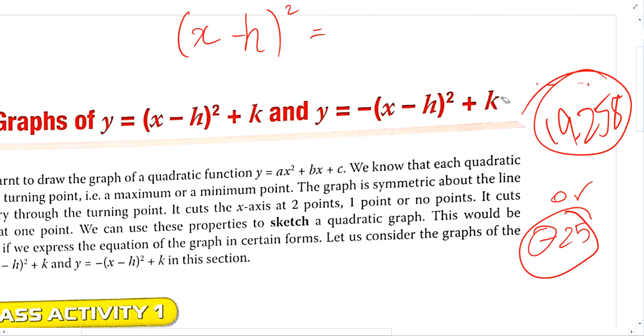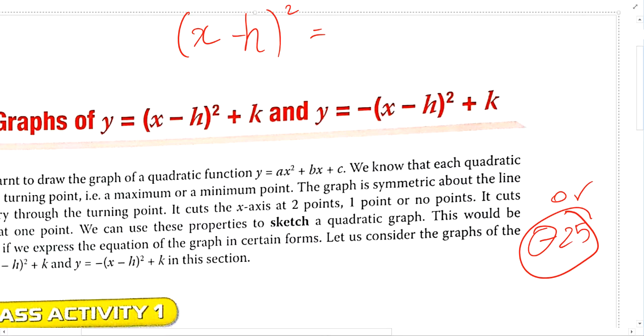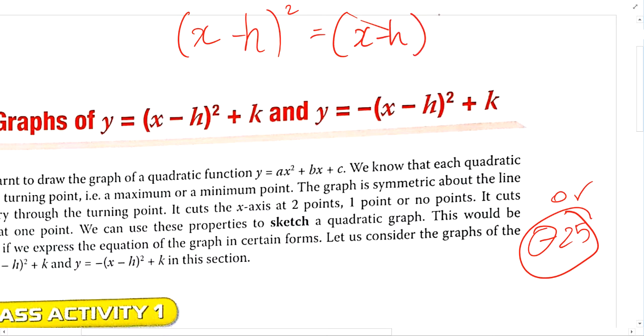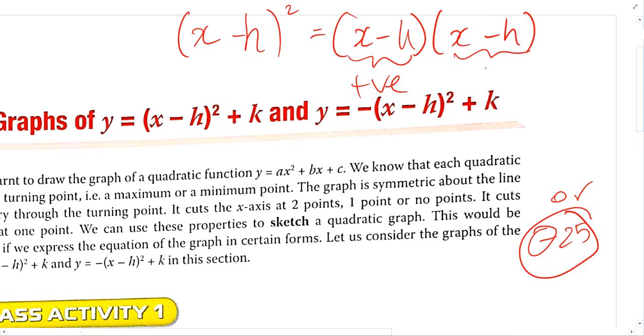Okay, if we choose to expand this, we get x minus h times x minus h. Correct? Something times something, you get something squared. These two are the same. If one is positive, what is the other one? Positive, because they're the same, right? Positive times positive gives you positive.